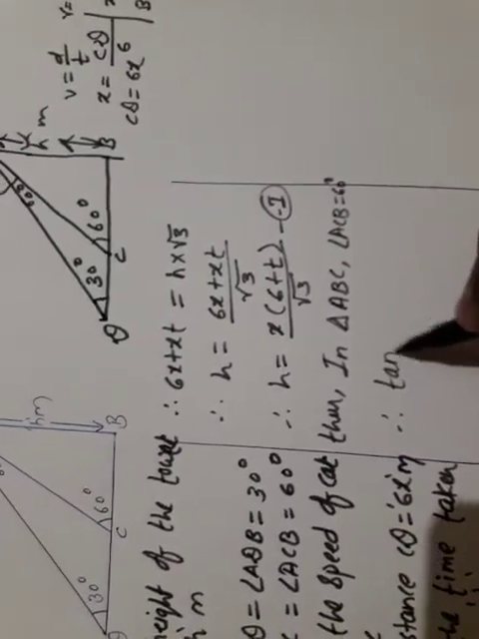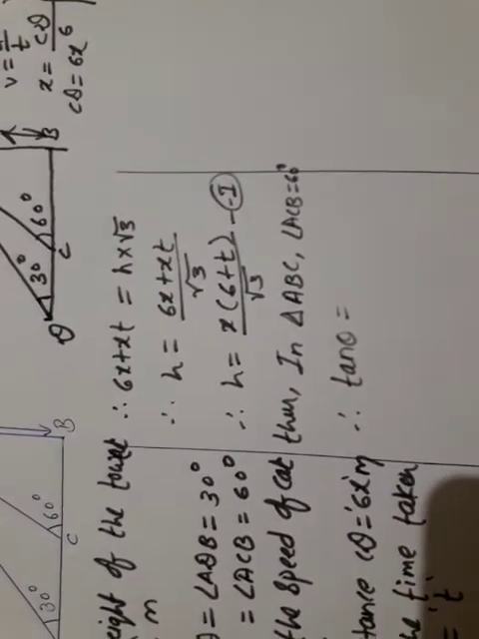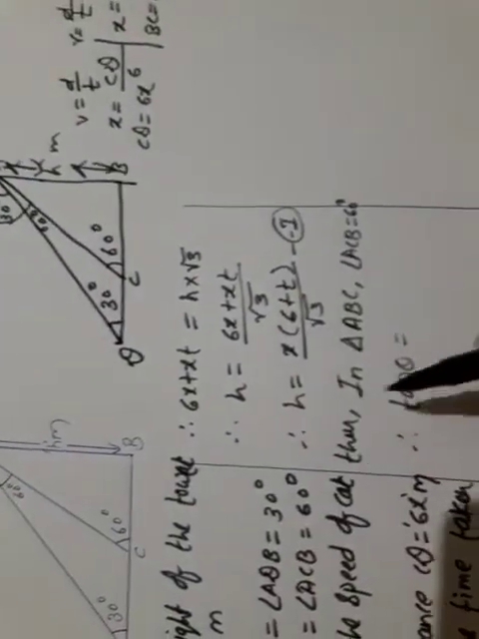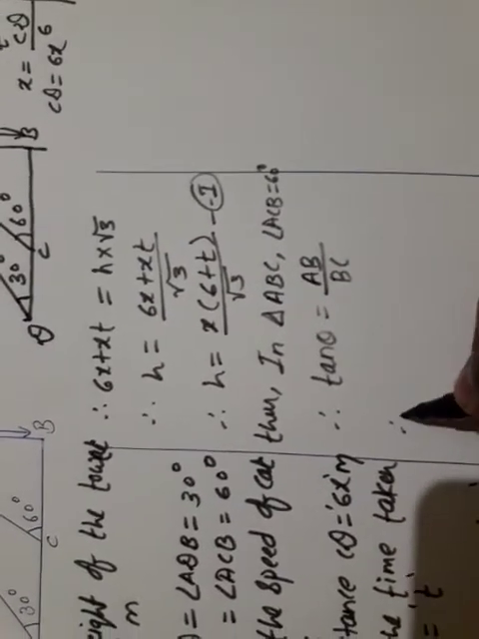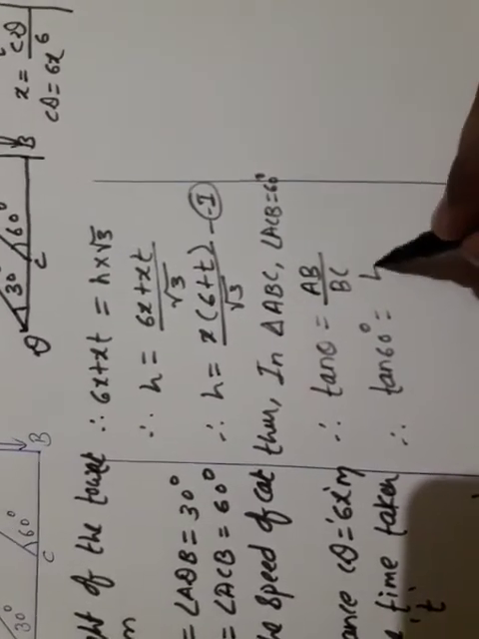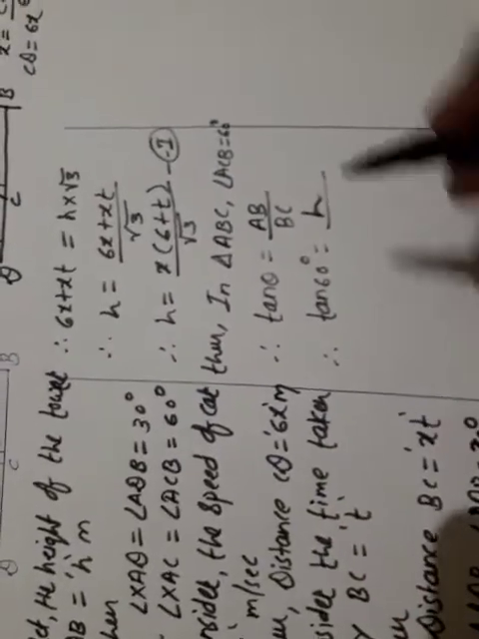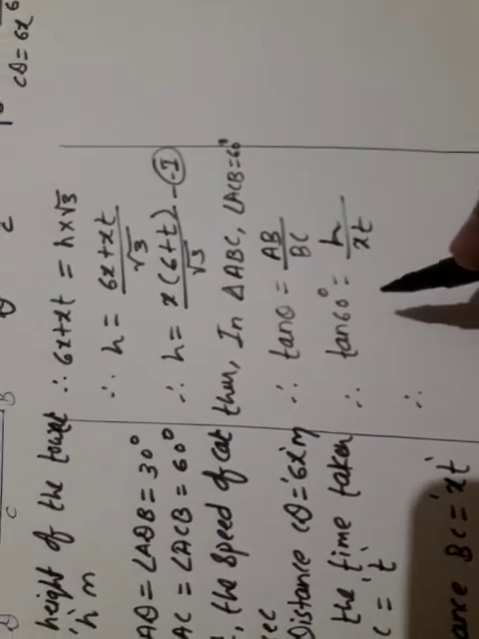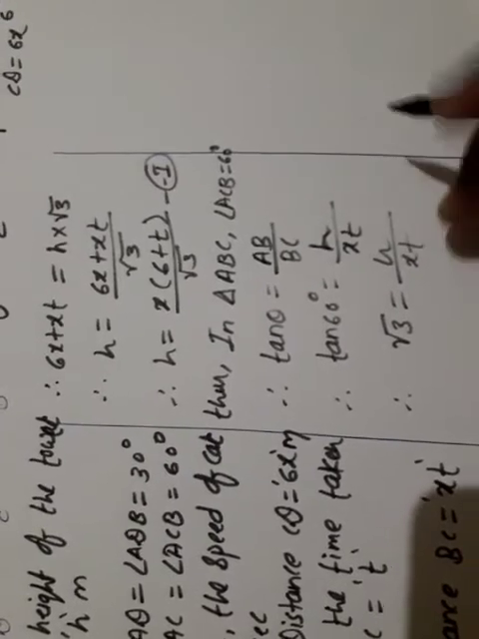Therefore tan theta is equal to what? AB divided by BC, am I right? Therefore tan of 60 degrees is equal to AB, that is H, divided by BC, whose value is XT. Put XT. Therefore tan of 60 degrees is √3, which is equal to H divided by XT.